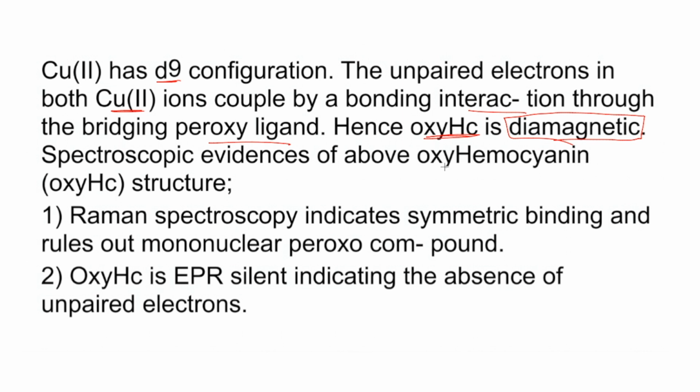Spectroscopic evidences of the above oxyhemocyanin structure are given. Raman spectroscopy indicates symmetric binding and it rules out a mononuclear peroxy compound. And oxyhemocyanin is EPR silent, that means it is EPR inactive, which means that it is diamagnetic and there is no unpaired electron present in the molecule.